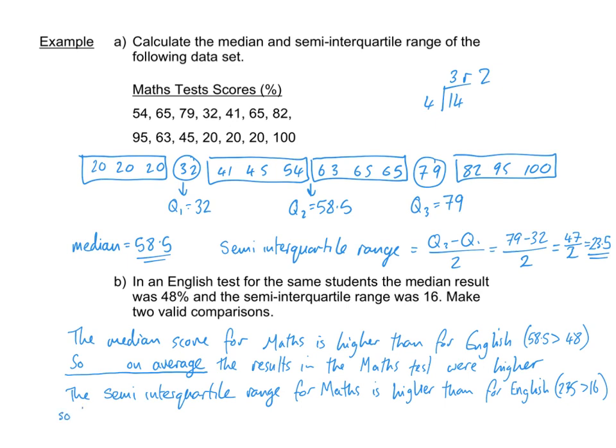So the maths results were more varied. Okay, remember, a high semi-interquartile range means the data is more spread out. So, in other words, more variation within the data. You could also say that English results were more consistent.